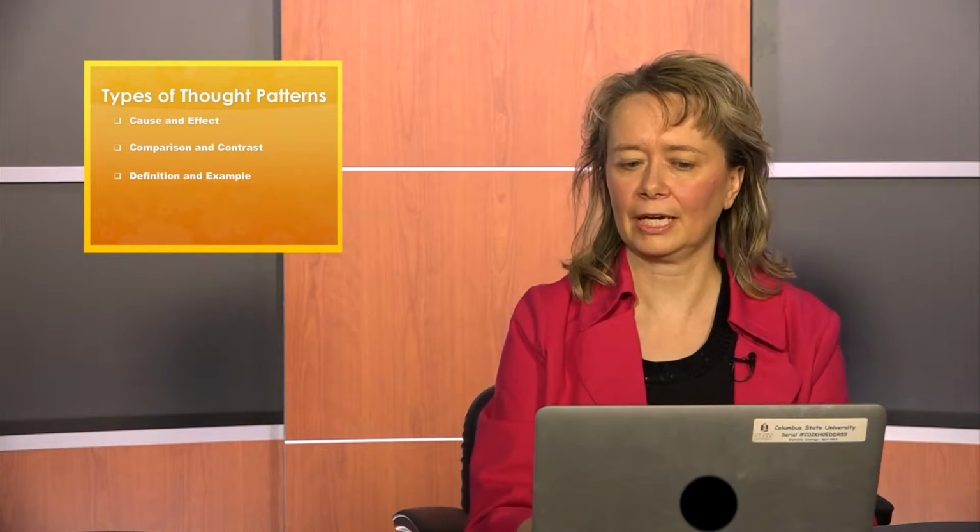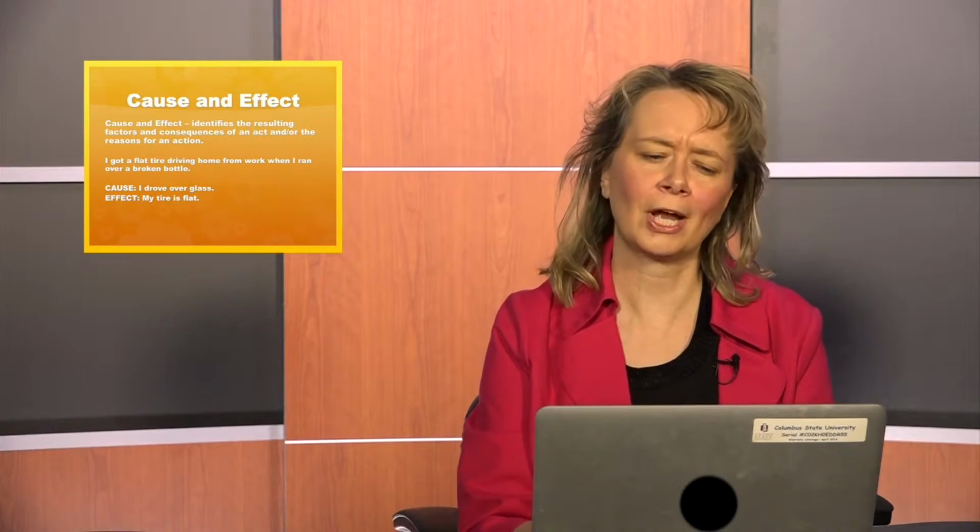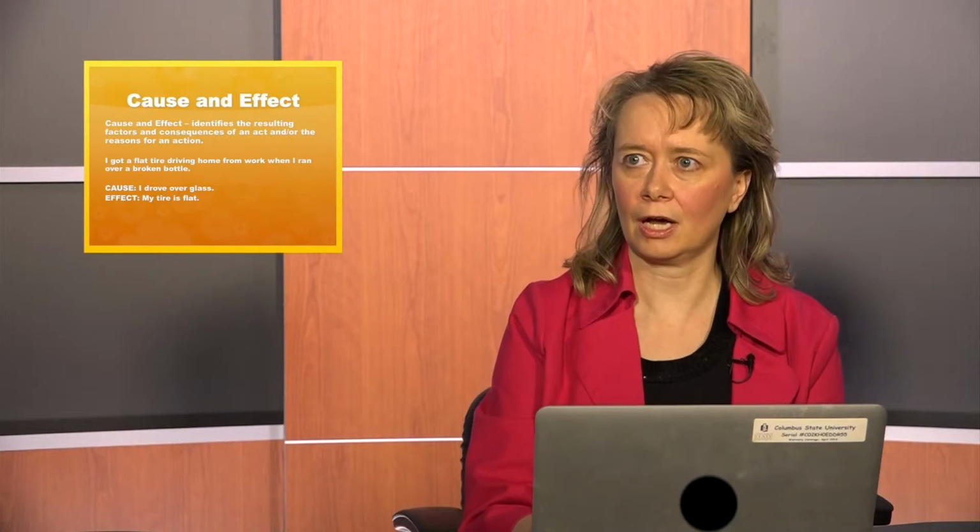First, we'll look at cause and effect. What is a cause and effect pattern or structure? A cause and effect structure identifies the resulting factors and consequences of an act and or the reasons of an action. So let's look at a practical example. I got a flat tire driving home from work when I ran over a broken bottle. The cause, what is it? I drove over glass. The effect, my tire is flat. Now, cause and effect is a common structure used on your entrance exam.